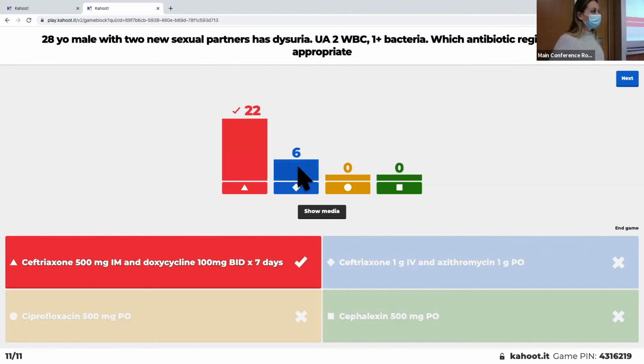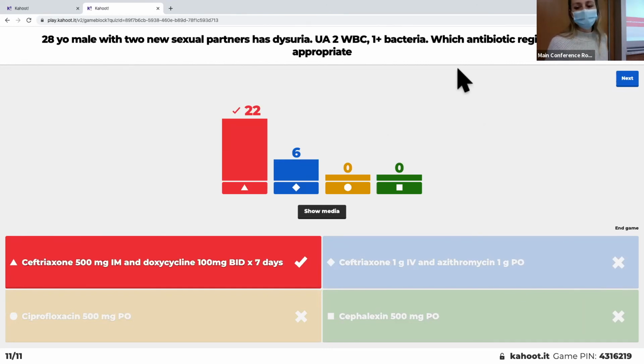If the patient is more than 300 pounds, the ceftriaxone dose is a gram, 1,000 milligrams. And I think it can be given as 2 shots because a gram is very painful. In fact, it's a good idea when you give ceftriaxone to mix it with lidocaine.